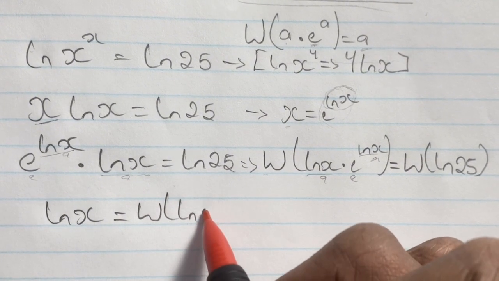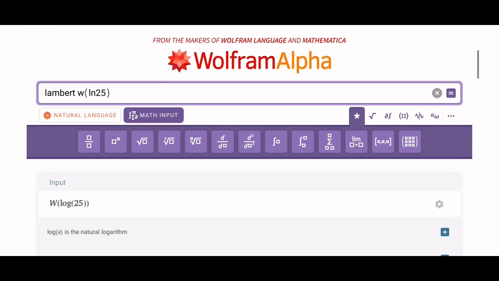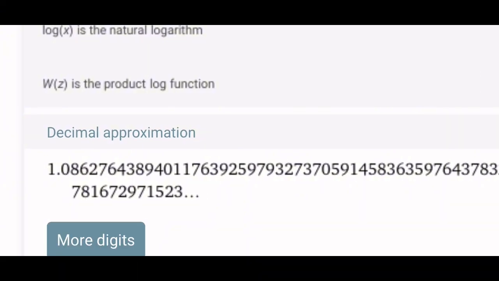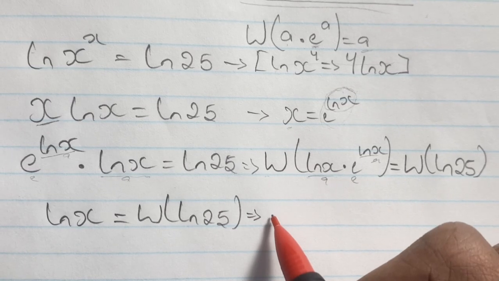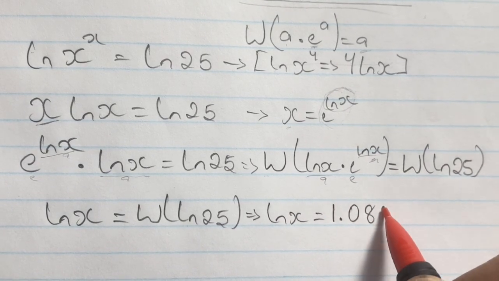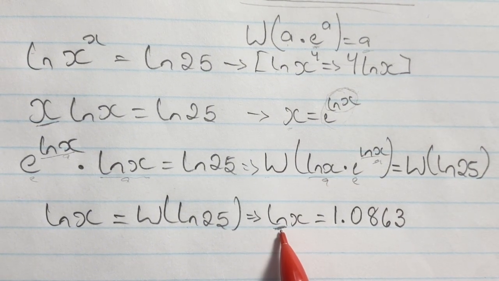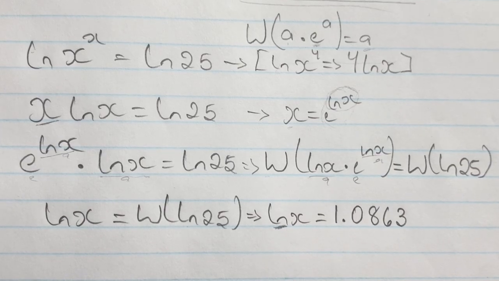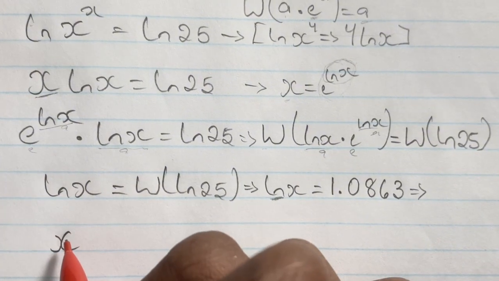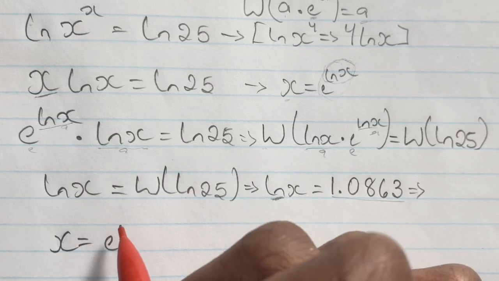And then from here we plug this into our scientific calculator. So we plug W of ln 25 into our calculator, and our decimal approximation to 4 decimal places is 1.0863. So then this means that ln x is equal to 1.0863. So we continue to solve x by taking the inverse of our natural log, which is having x being equal to e to the power of 1.0863.